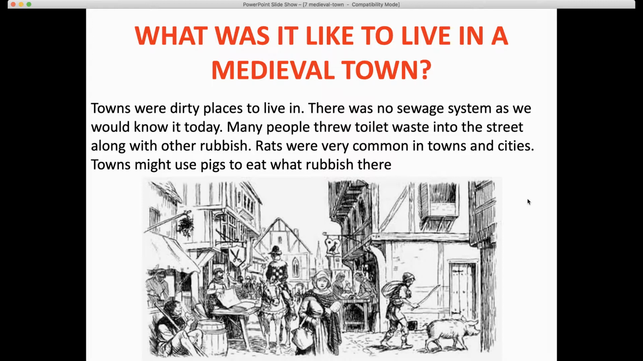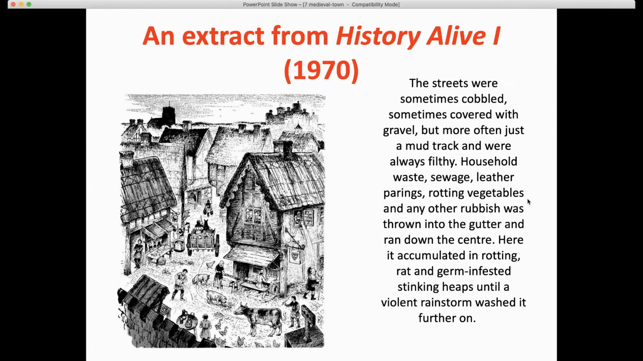Towns were dirty places, though. There was no sewage system like we would know it today. Many people just threw their toilet waste out into the streets, so they'd do their business in a bucket and then chuck it into the streets. Rats were really common, and people would use pigs to eat any rubbish that they produced, because pigs will eat absolutely anything.